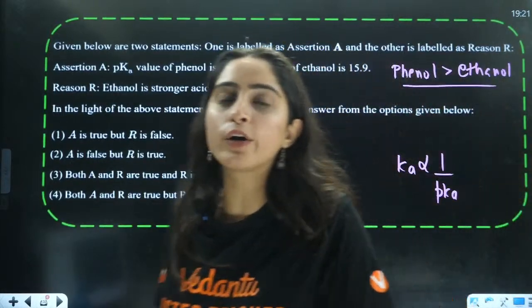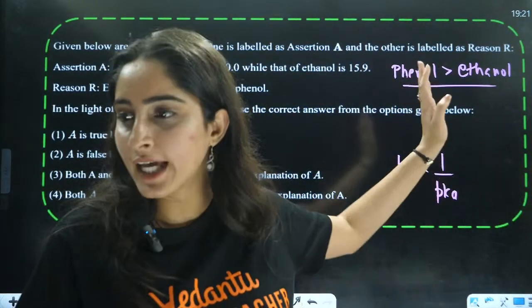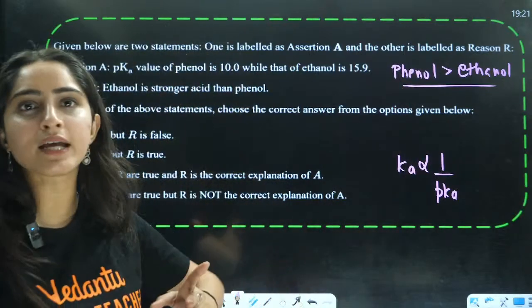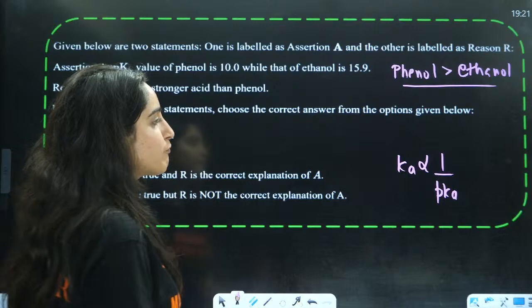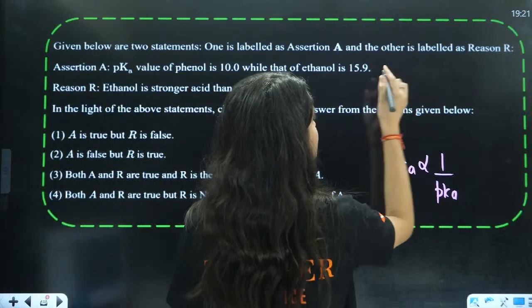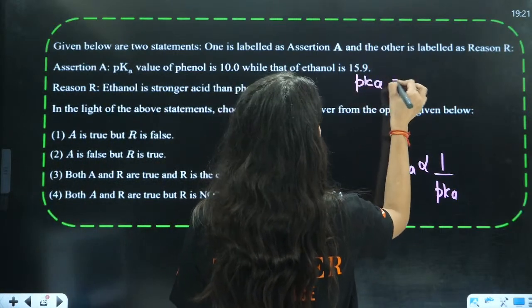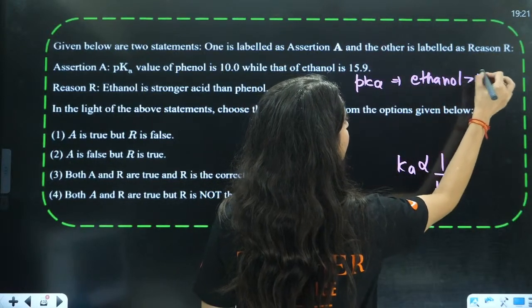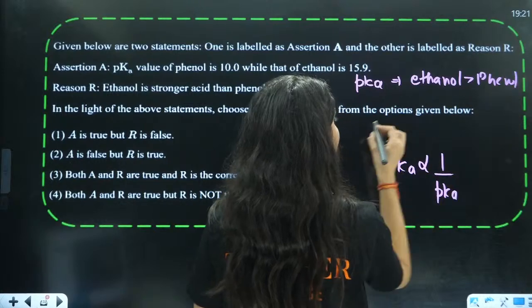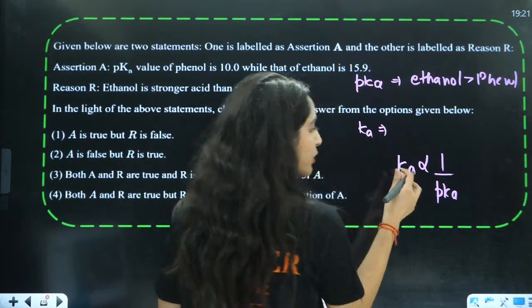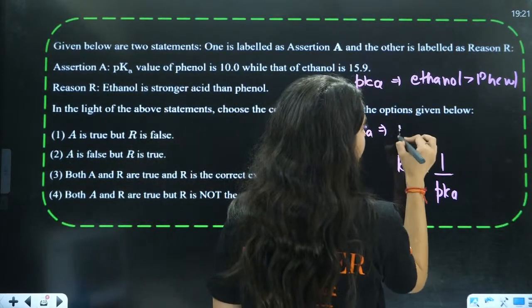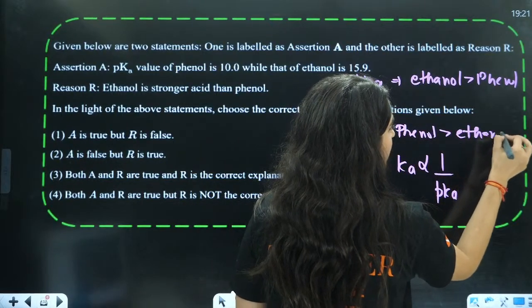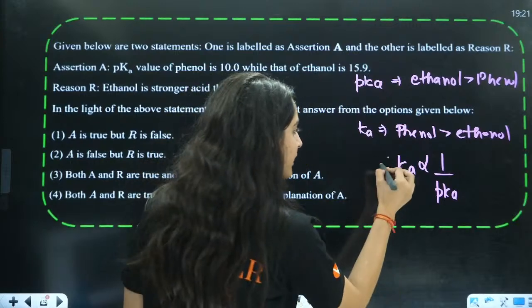Because you clearly don't remember the values, right? They are not asking you to remember the values here. They are just twisting the question. If you are saying that the pKa value of ethanol is greater than phenol, that means because of this relation, the Ka value of phenol will be greater than ethanol. Is it true? Ka value means the acidity they are talking about.